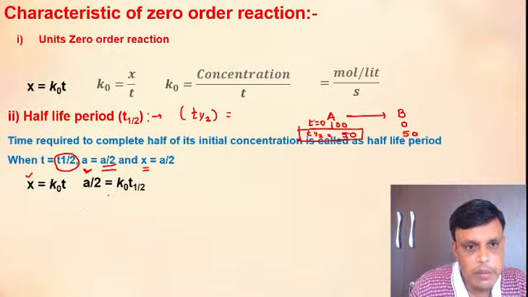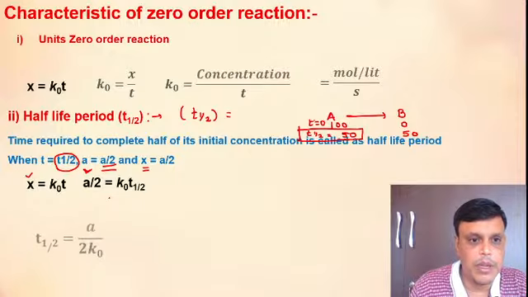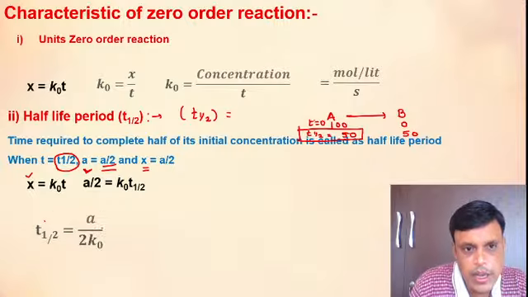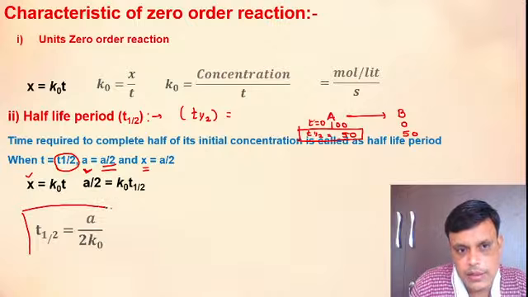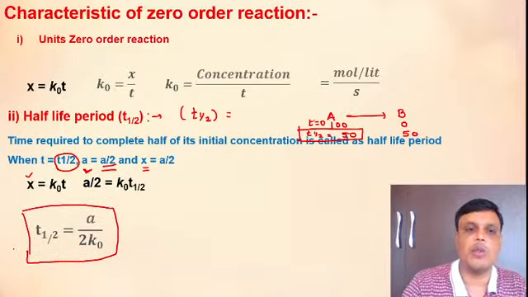x = A/2 = k0 t half, and we will rearrange it in terms of t half. So t half will be equal to A by 2k0. This is the half-life period for zero order reactions.